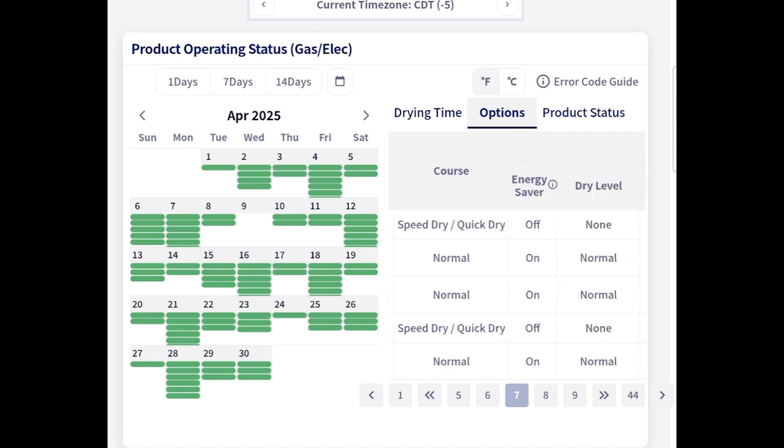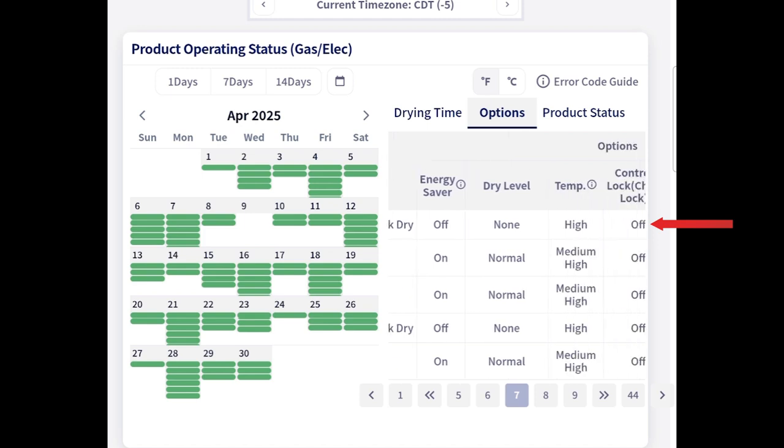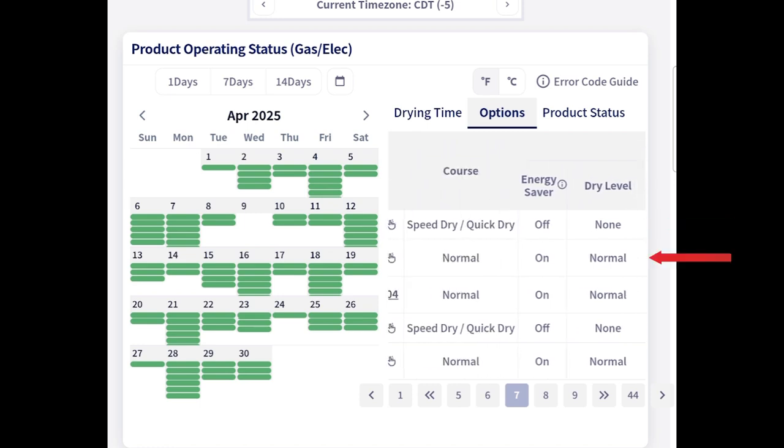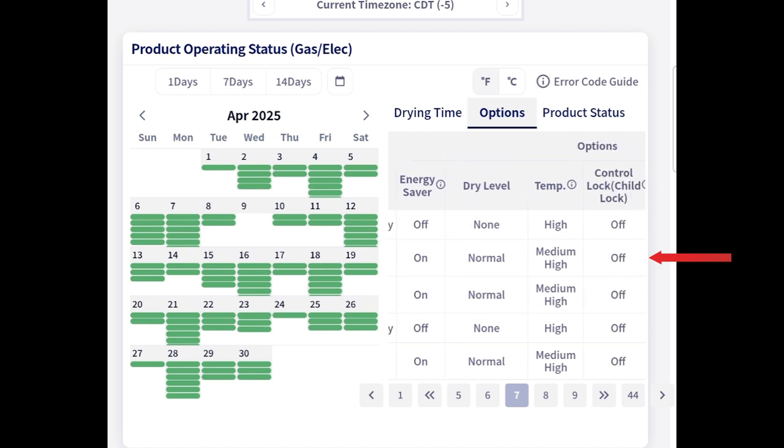So I want you to notice here for the speed dry cycles, the energy saver is turned off, and also the temp levels are high. But for the normal cycles, the energy saver is turned on and the temp level is set to medium high. So just from that information, you can show this to the customer and you can instruct them that when they're running a normal cycle, to make sure that they disable energy saver before starting those cycles, and also set the dry levels and the temperatures as high as possible to decrease the amount of runtime. So that would be to take care of long dry time complaints.